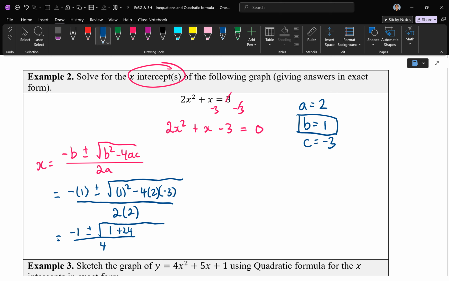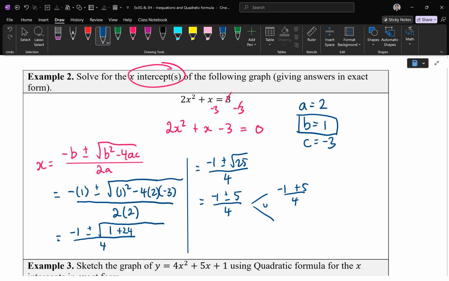Divided by 4. I don't have space here. I'm just going to draw another vertical line here. Equals negative 1 plus minus root 25 all over 4. That gives me negative 1 plus minus root of 25 is 5 divided by 4. So that means you've got 2 possible answers here. You can either get negative 1 plus the 5 divided by 4, or you can get negative 1 minus the 5 divided by 4. So what are my 2 possible x-intercepts?